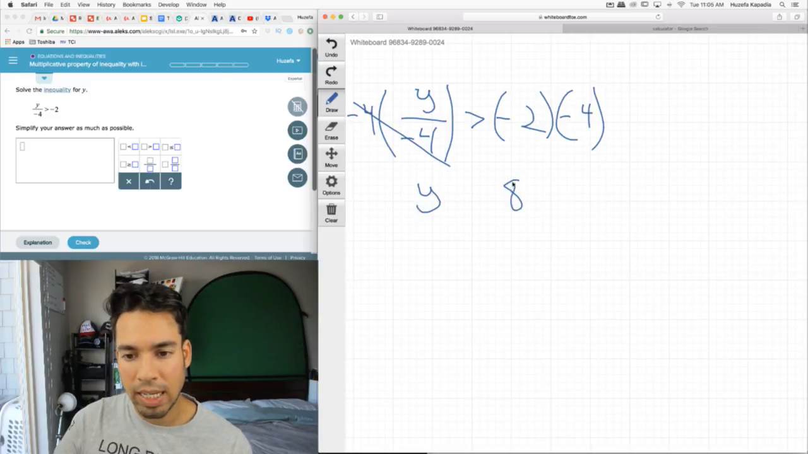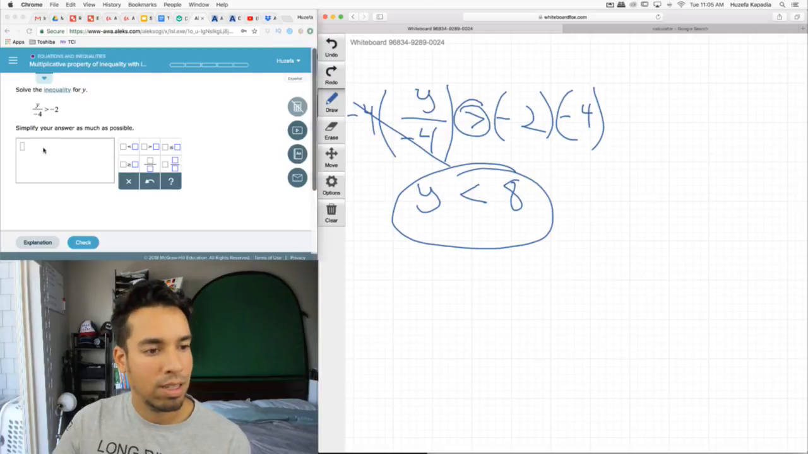-2 times -4 is 8. But anytime in an inequality we multiply or divide by a negative number, we have to flip the inequality. So it flips, and now we've got y is less than 8.